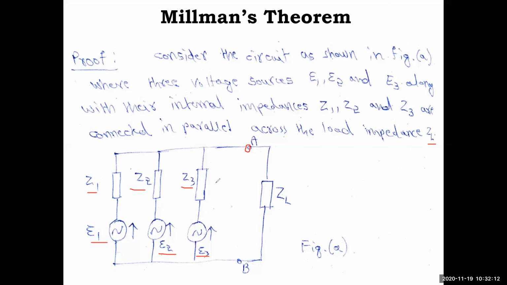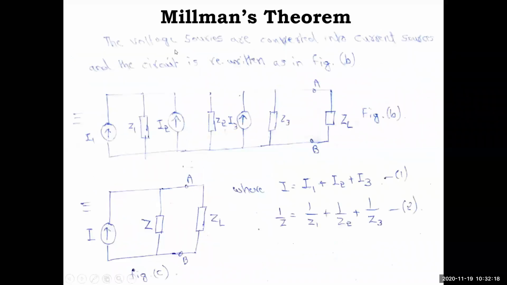So this is the circuit I have considered. Now we'll use the source transformation to prove this. In the proof, the voltage sources are converted into current sources and the circuit is rewritten as shown in the figure. That's why I'm using whatever technique we have used so far. So E1 becomes I1 in parallel with Z1, E2 becomes I2 parallel with Z2, and E3 becomes I3 parallel with Z3, and you already have the ZL. This will not be altered. So this is a single element.